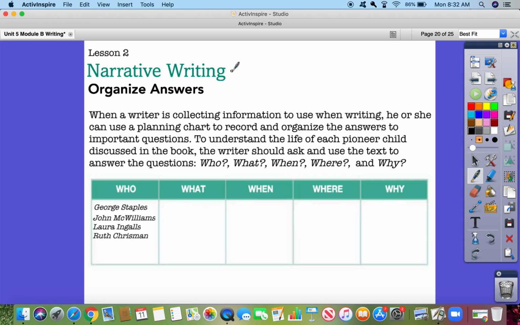Narrative writing, organize answers. When a writer is collecting information to use when writing, he or she can use a planning chart to record and organize the answers to important questions. To understand the life of each pioneer child discussed in the book, the writer should ask and use the text to answer the questions who, what, when, where, and why. So in this chart, we're going to put our pioneer children, George Staples, John McWilliams, Laura Ingalls, and Ruth Chrisman. This will help keep our information organized.